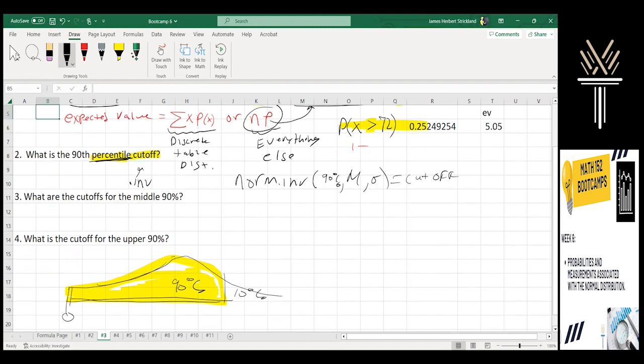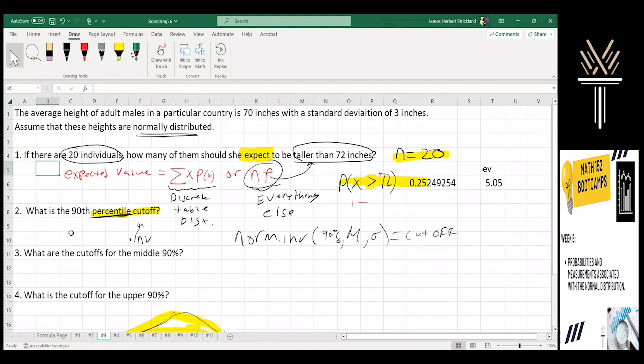And so let's get my values up here. I'm going to go equals norm.inverse of the 90th percent. So notice I don't even bother with the decimals. Let Excel do all the hard work. Given the mean is 70 and the deviation is 3. Now if you turn it to 0.9, that's absolutely fine. It'll be the same answer. I just don't bother. And so that measurement is 73.8.